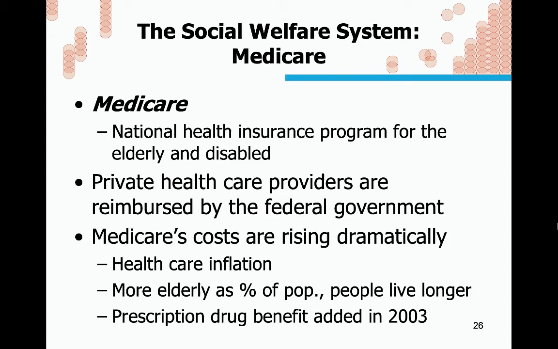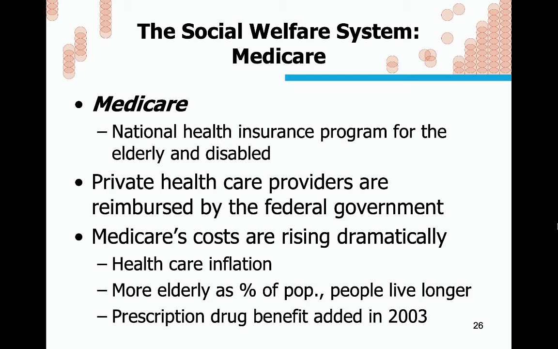But how about Medicare? Medicare is a national health insurance program for the elderly and disabled, and it's private health care, but reimbursed by the federal government, right? So Medicare's costs have gone up dramatically because simply the cost of healthcare has constantly gone up for the last, I don't know how many decades. More elderly as a percent of the population as a consequence of people living longer, which is a good thing, but it just means that taking care of those elderly people is going to be more and more and more expensive, right?